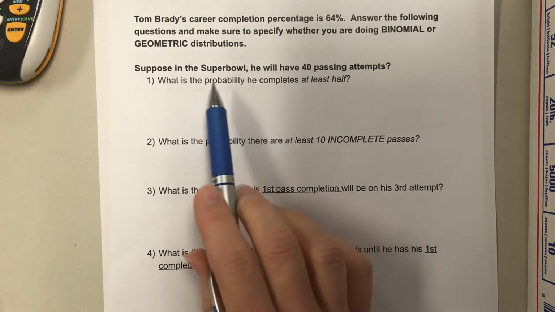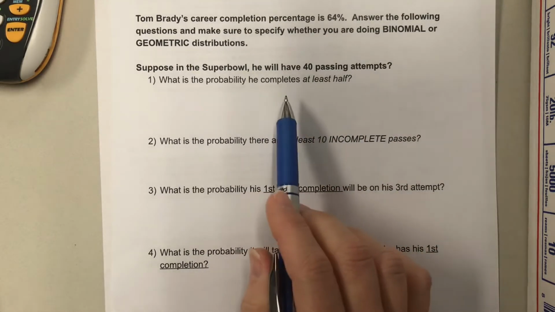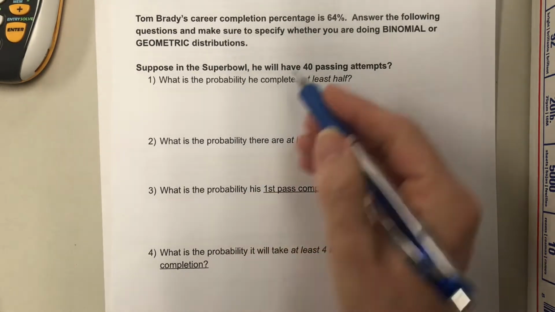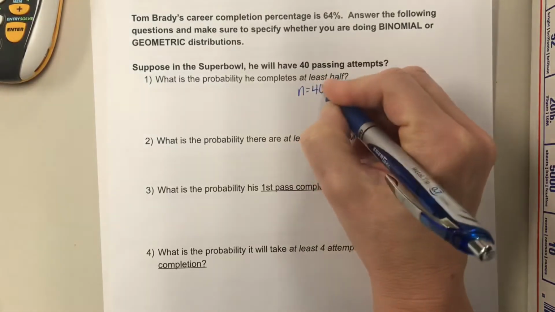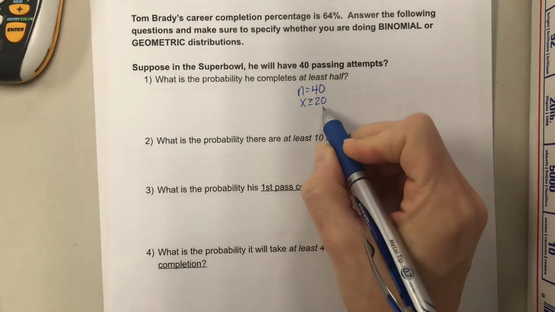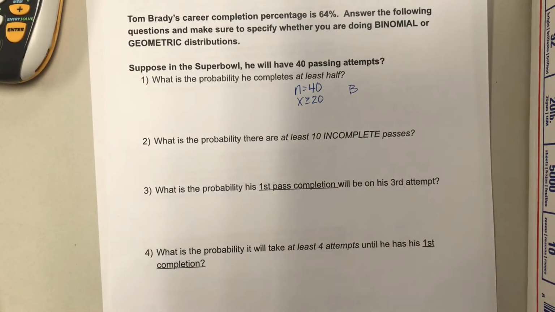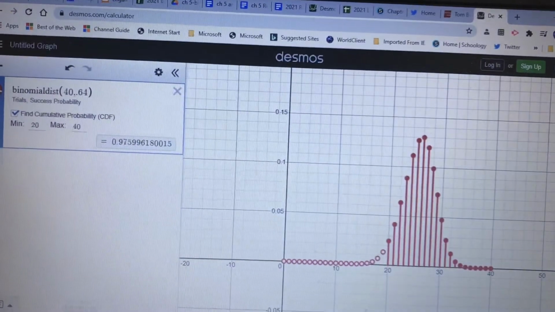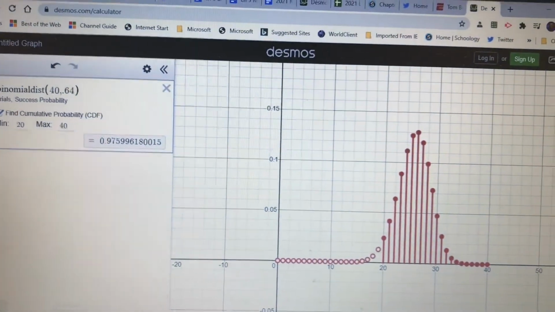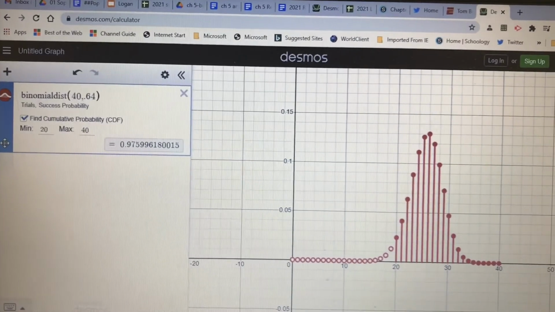So suppose we know in the Super Bowl he is going to attempt 40. What's the probability he completes at least half? So this is saying, hey, we know he's going to pass 40, and we want to know that he passes 20 or more. So if we know our n, we know it's binomial, and we type it into Desmos. Okay, and here's what the distribution looks like, 40, 0.64, and 20 to 40. All right, well, we're very confident that's going to happen, 0.976.